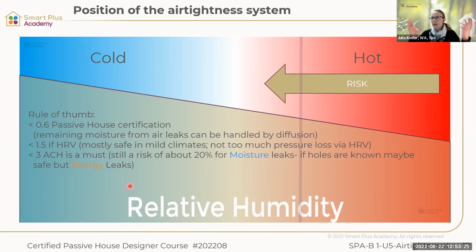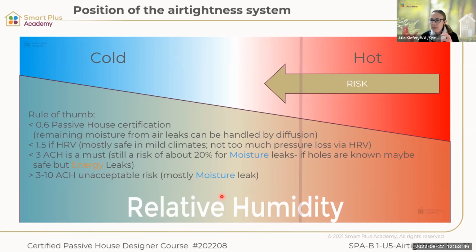Maybe we have somewhere a bigger gap, and that's why it's 3 air exchanges. But we have to be a little bit more careful. Now, the really risky part is between 3 and 10 air exchanges, because now we have an unacceptable high risk. We have high moisture leak risk. And this is where we can really now create the problem.